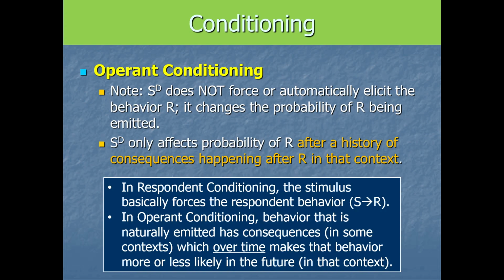In respondent conditioning, the stimulus basically forces the behavior, kind of like your brain has learned a new reflex and it's not under your control. But in operant conditioning, it's about behavior that is sort of naturally emitted that happens to have consequences in certain contexts, which over time make that behavior more or less likely in the future in that particular context. And we will be able to discriminate, to tell the difference between different contexts or situations where different behavioral outcomes might occur for our behavior choices.